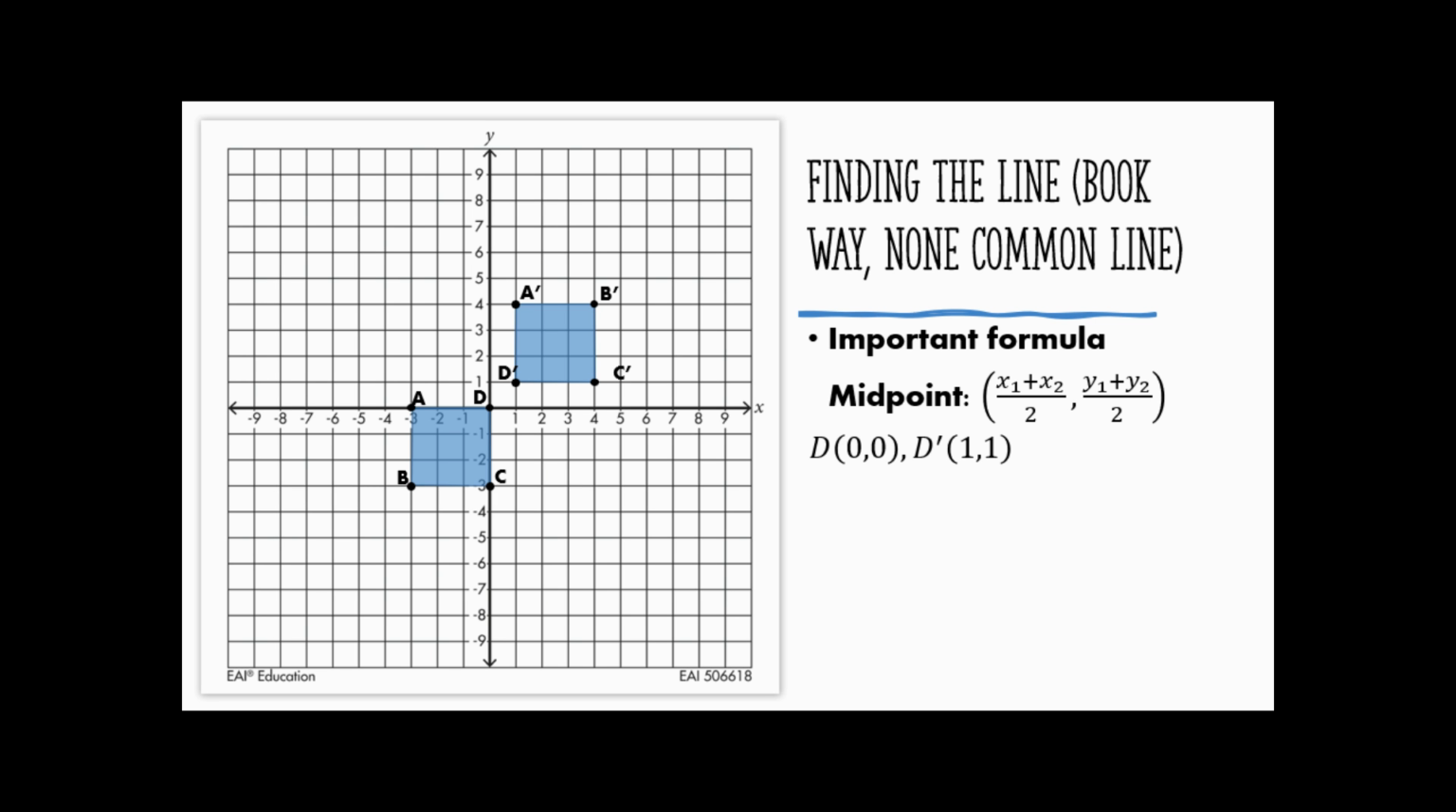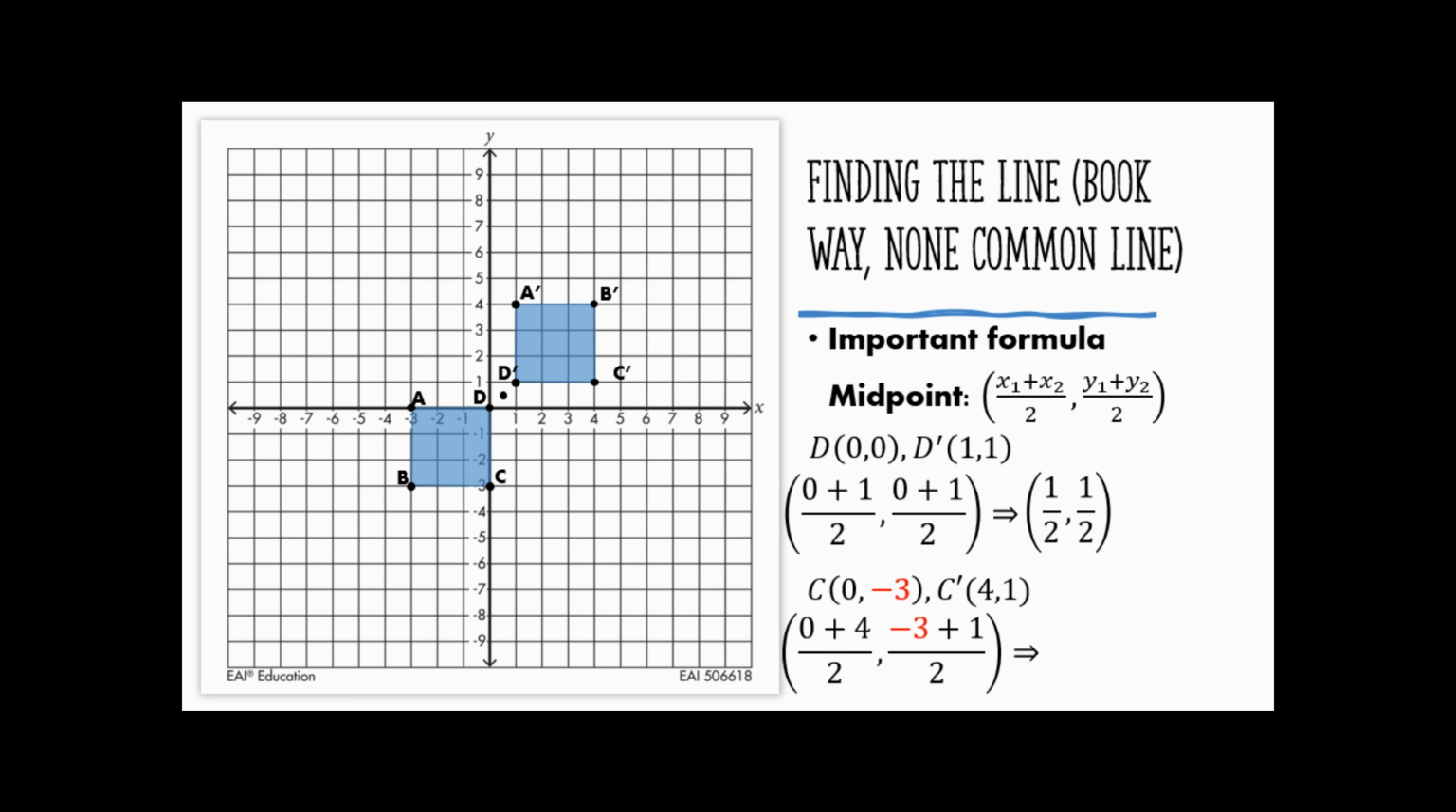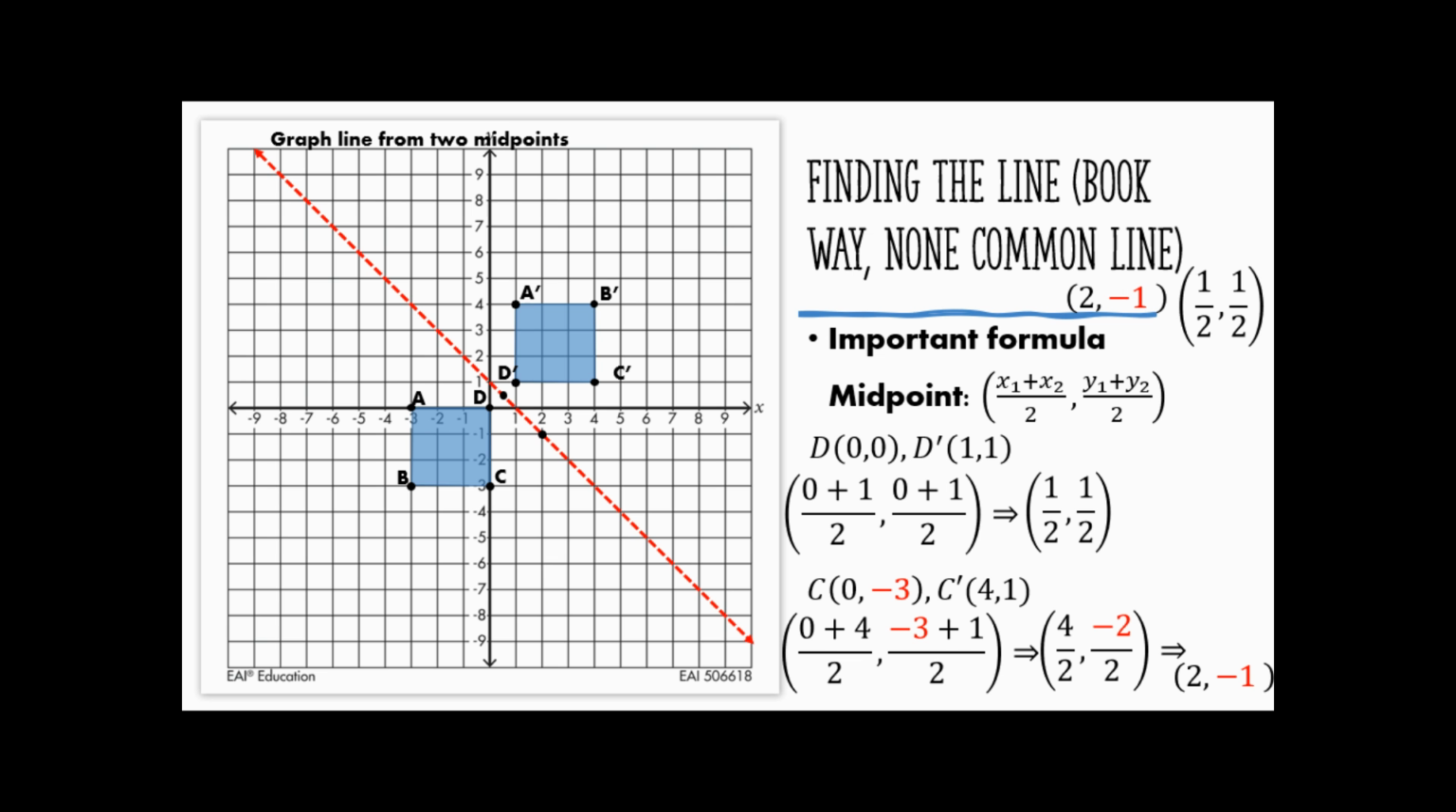How about D? (0, 1). So we plug that in. 0 plus 1 divided by 2 gives us 1/2. Draw that point in. Then we have 0. How about C? (0, negative 3) and (4, 1). 0 plus 4 divided by 2 and negative 3 plus 1 divided by 2. That gives us (2, negative 1). Draw that one on it. Then it wants us to draw this line from the midpoints. So we draw that line.